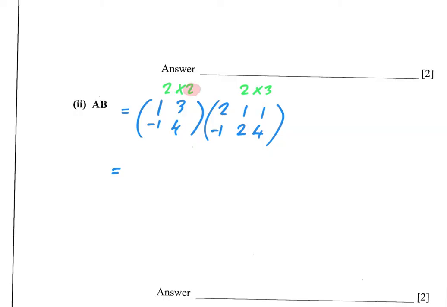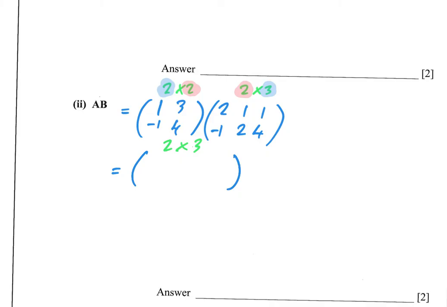First of all, because these two are the same, that shows that they're what's called compatible. Then you take the outside things, and that's what you're going to get. My resulting matrix is going to be a 2 by 3, so we'll leave enough space for that.